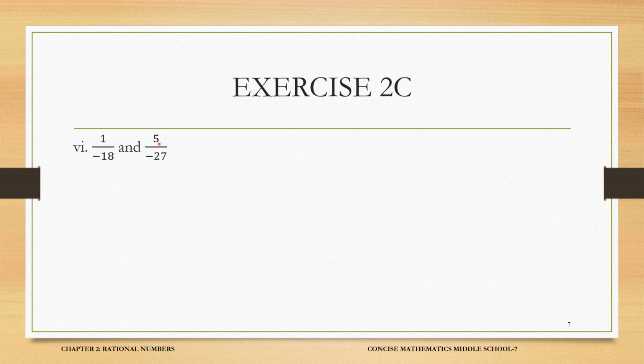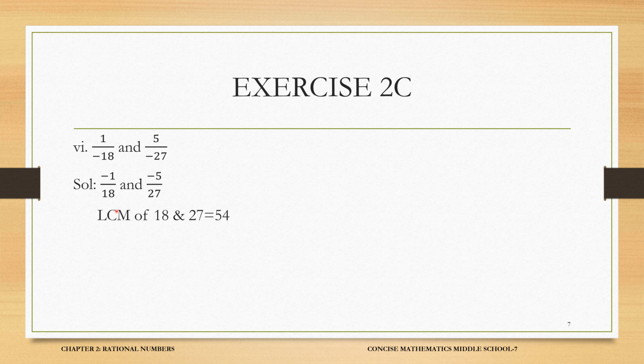That is sixth question. 1 by minus 18 and 5 by 24. Here minus is in the denominator. For a standard form of rational number, the negative sign is always present in the numerator, right? So here we are going to change this rational number into a standard form. So for that I'm going to write down as minus 1 by 18 minus 5 by 24. I have not done anything, just I have taken this minus sign to the numerator because we have to change it into a standard form.